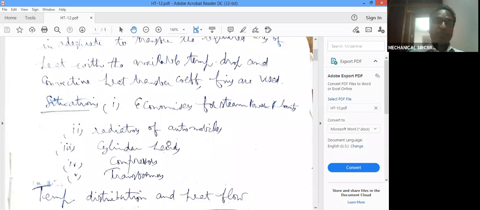For that purpose, if you want to increase the surface area, how to increase the surface area? By providing small thickness items that are known as fins, F-I-N-S, fins. So those are the extended surfaces. To increase the surface area, you have to use the fins, that is extended surface area. Okay? So situations, where do you use this?